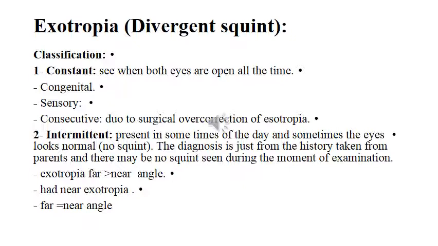Intermittent is usually present at some time of the day, especially when the child is tired, during illness, fever, and in malnourished children. This type of exotropia, the intermittent, is usually reported by the parents, so we should trust the family history. Sometimes we can detect it during examination. For the intermittent variety, there are 3 subtypes of intermittent exotropia.